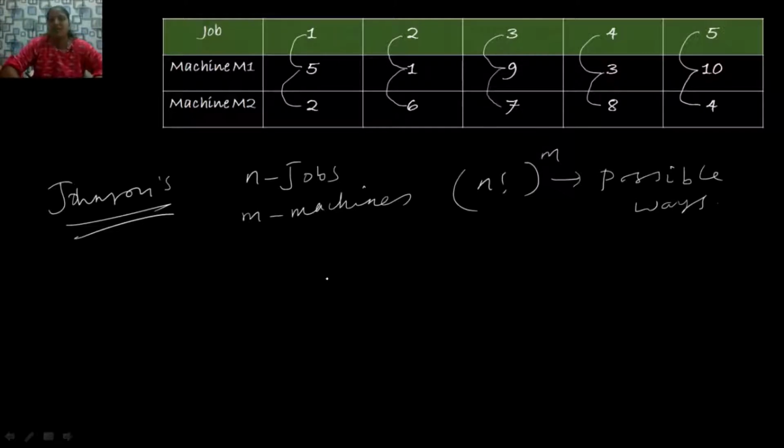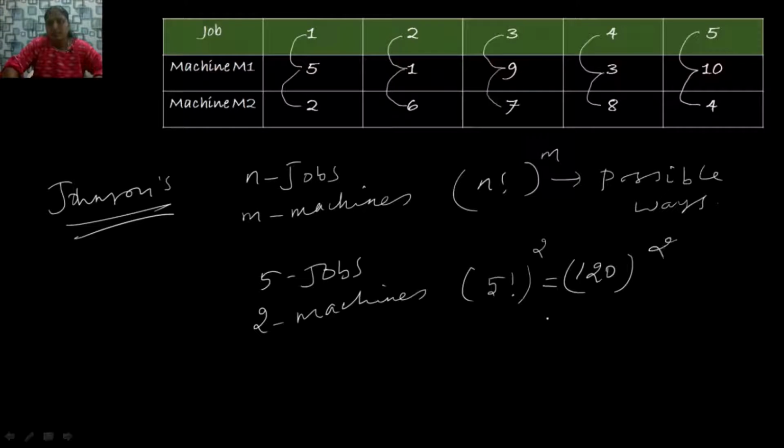For this problem we have 5 jobs and 2 machines. So in total we have 5 factorial power 2. 5 factorial is 120, power 2, that is 14,400 possible sequences. Among these, choosing the one with the minimum elapsed time is highly difficult. That is, complete enumeration of the data is not possible. So we prefer Johnson's method to find the optimal sequence.